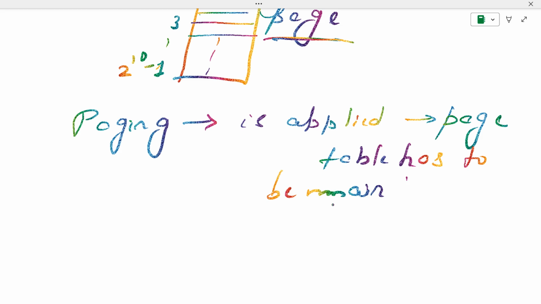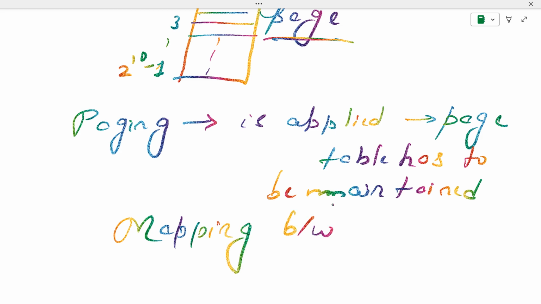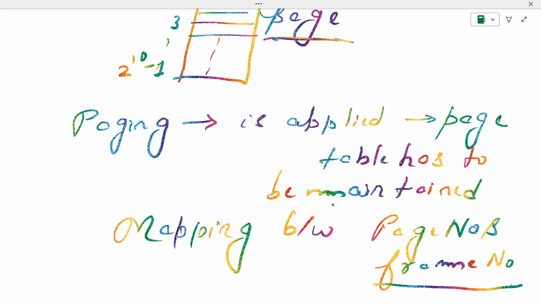So what does this page table tell us? This page table tells us about the mapping between page number and frame number. What frame contains what page, so that mapping comes into picture from this page number.